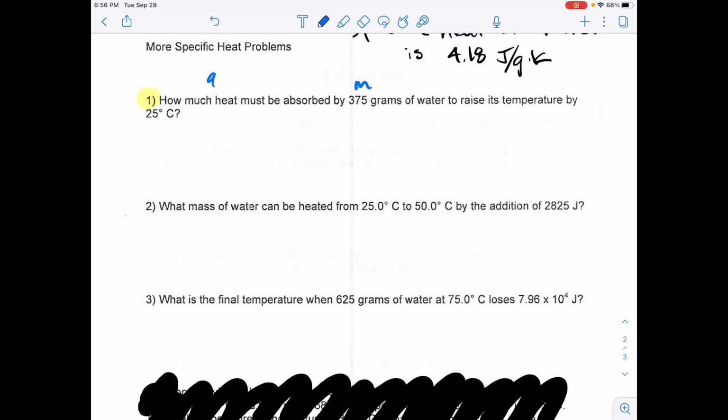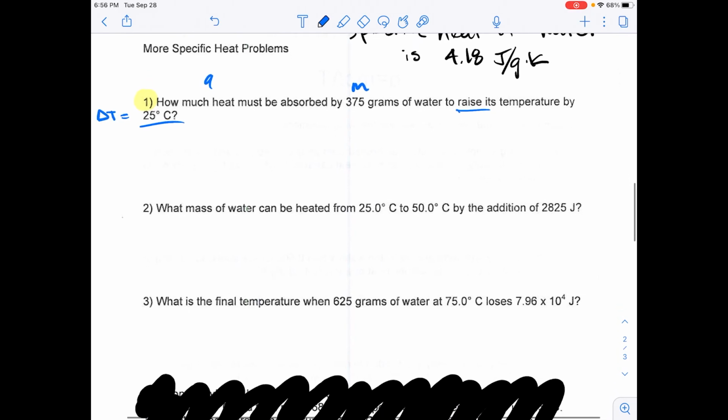This is the mass, grams of water, to raise the temperature by 25 degrees Celsius. So I'm not given an initial and a final, I'm just given a change. So they've already done the subtraction part for me. In this case, delta T is just equal to 25 degrees Celsius. It says raise it by that. Okay, so you just plug in. It's water, so the specific heat of water, right there in black, is 4.18 joules per gram times Kelvin. So solve for Q equals mc delta T. The mass is 375, the specific heat of water is 4.18 joules per gram times Kelvin, and the delta T is, as they told you, 25 degrees Celsius.